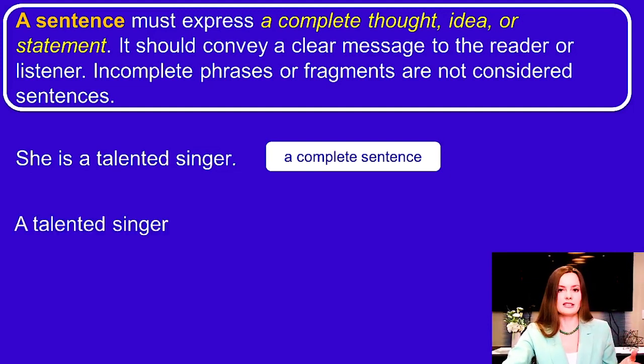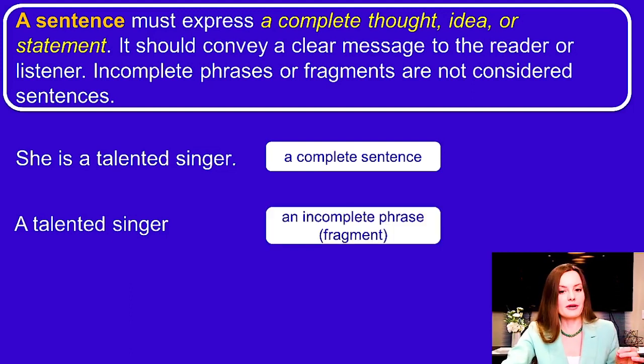However, a talented singer. Is it a complete sentence? Does it convey a complete thought or idea? No, it doesn't. That's why it's an incomplete phrase or a fragment. So a talented singer is not a sentence.